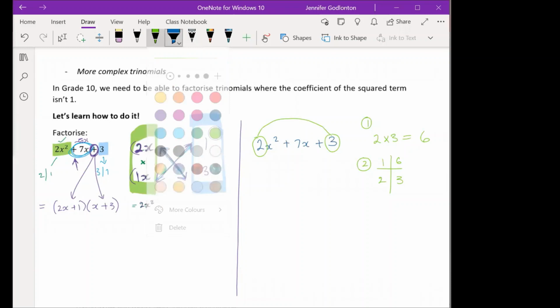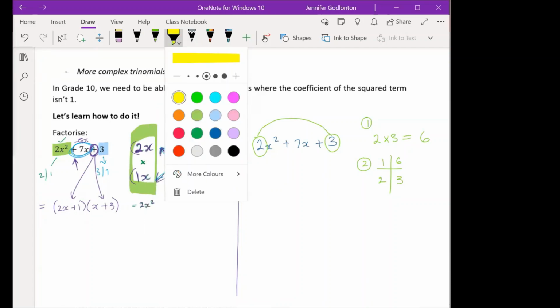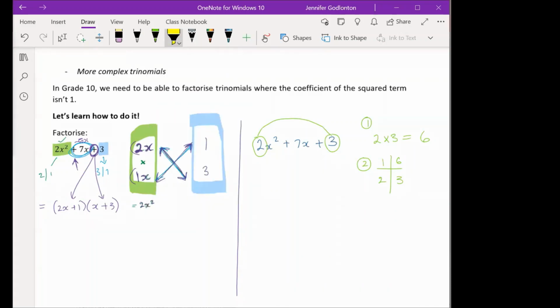From that factor tree, we say, well, which one of those factor pairs would give me 7? It would be 1 and 6. Okay, so we write that out. So we say 2x squared. Now we're going to write out the 7x with this new factor pair that we have. So plus 1x plus 6x. And then we have our plus 3.